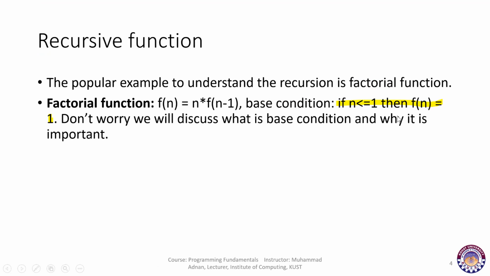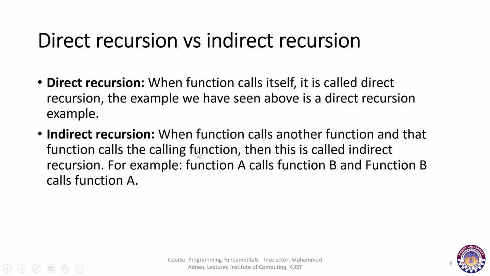So we are going to see a practical example of indirect recursion. But first, let me once again define it. When a function calls another function and that function calls the calling function, then this is called indirect recursion. For example, function a calls function b, and in return function b calls function a. So you will have a better understanding when we practically run this example.